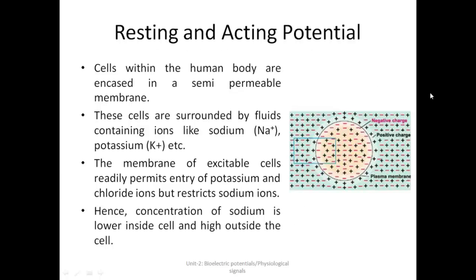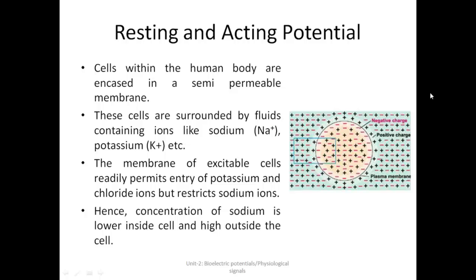So we need to understand from where this potential is actually coming. We all know that the cell is made up of a semi-permeable membrane. There is a nucleus, mitochondria, and a lot of other things inside the cell, and all these things are encapsulated in a semi-permeable membrane. When I say semi-permeable, it means that the inherent behavior of this membrane is to allow certain ions to pass, whereas to restrict others.